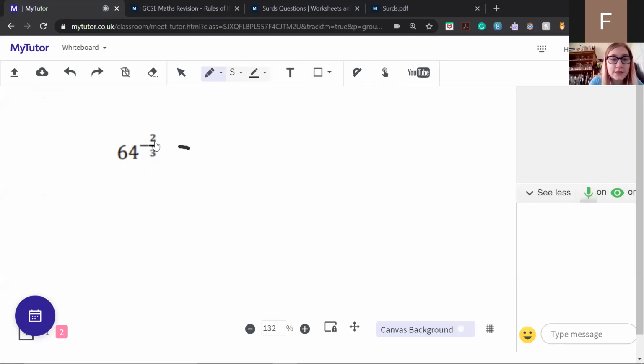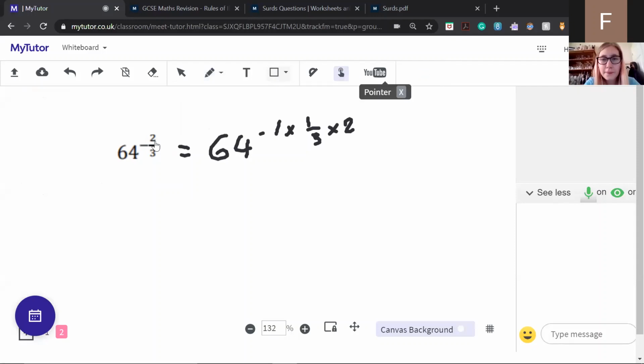So this is 64 to the minus 1 times 1/3 times 2. Hopefully you can see where I've got that from. You can try doing this in reverse. Minus 1 times 1/3 is minus 1/3, times 2 is minus 2/3. I've just split it up into elements because we only ever want a minus 1. We only ever want a fraction with a 1 on the top because those we know what to do with. So we're splitting it up.